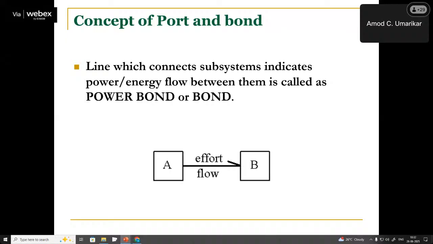Now there are two subsystems A and B, and the power and energy flow between them is called a power bond or bond. There are two variables associated with each bond, that is, one effort and one flow. Now we have generalized voltage and current into effort and flow, because we have to make it domain independent.